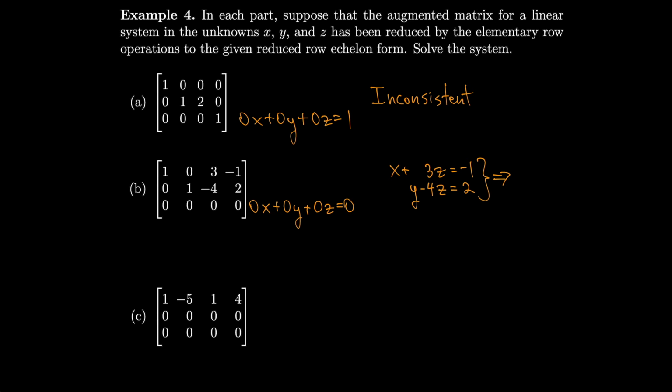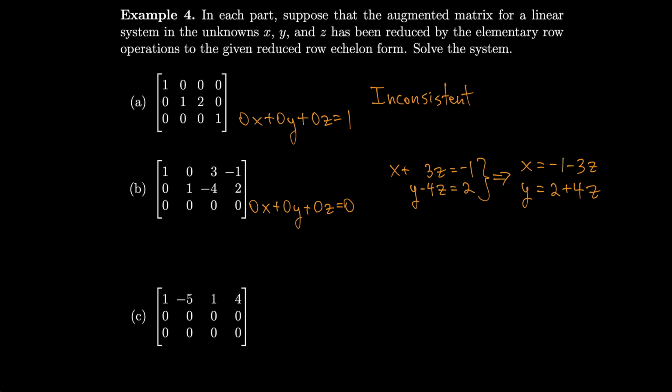If I take both equations and try solving for x and y, I would get x equals -1 minus 3z, and I would get y equals 2 plus 4z. So notice there is no leading 1 for z. We just have a leading 1 for x, a leading 1 for y. So z is a free variable.